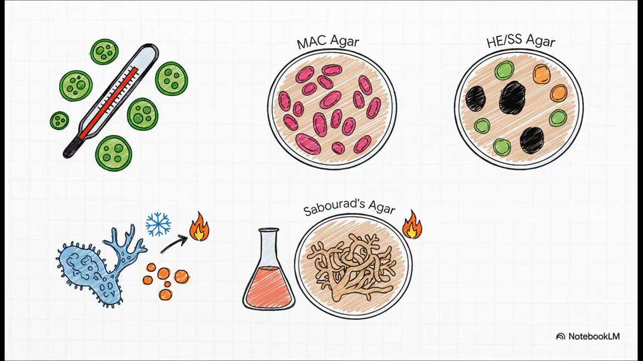All right, let's do a quick-fire recap of the biggest clues. 37 degrees is your default incubation temp. On MacConkey agar, pink means it's a lactose fermenter. On HE or SS agar, black colonies scream H2S producer, like Salmonella. Dimorphic fungi, they're mold in the cold, yeast in the heat. And if you're hunting for any fungus, you start with Sabouraud's acidic agar. These are the core facts you just have to know.